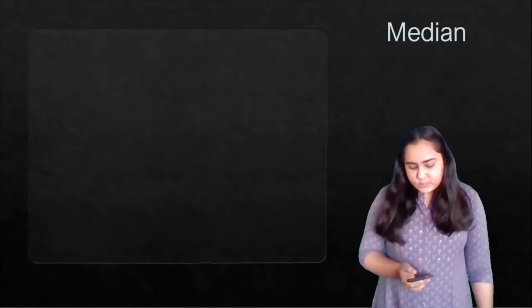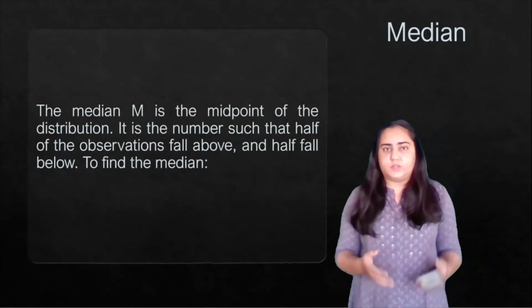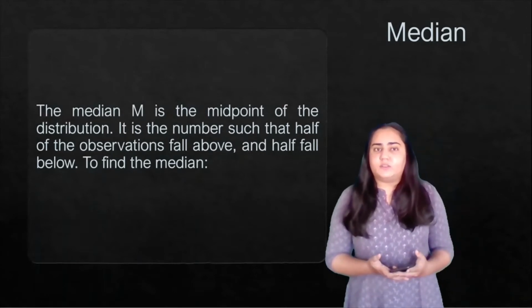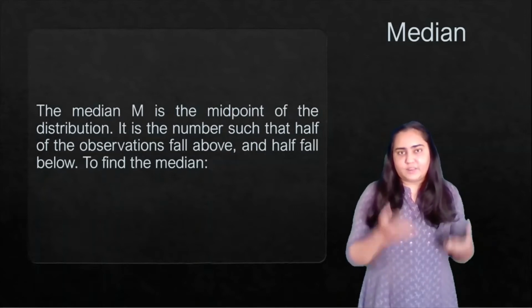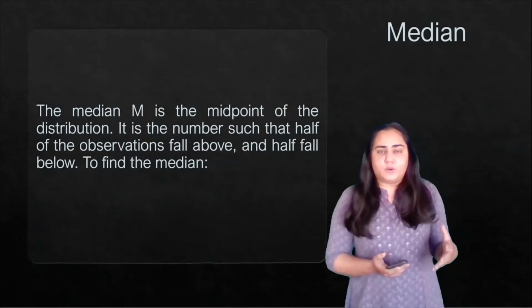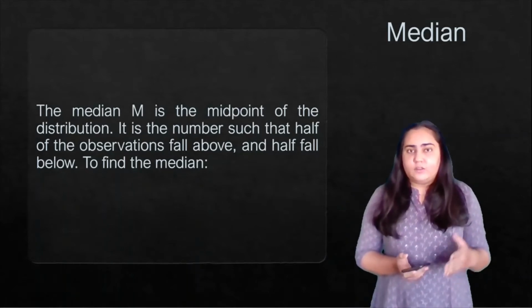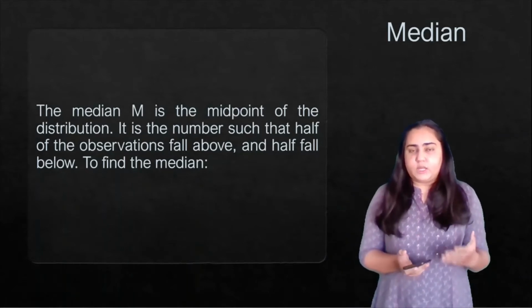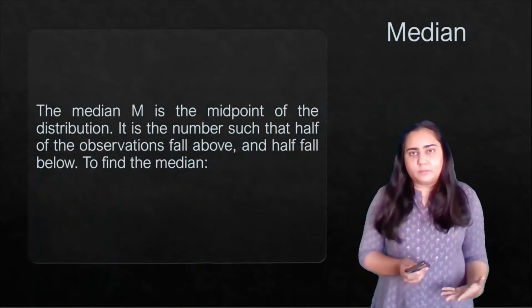Now we are going to take a look at the median. The median, which is denoted by capital M, is the midpoint of the distribution. Like we used to find the center of a histogram, this is the same thing. It is the number such that about half the observations fall above this point and about half of them fall below this point. And to find the median, we need to follow these steps.